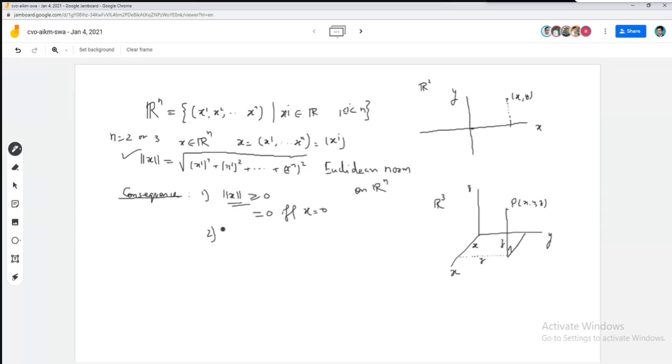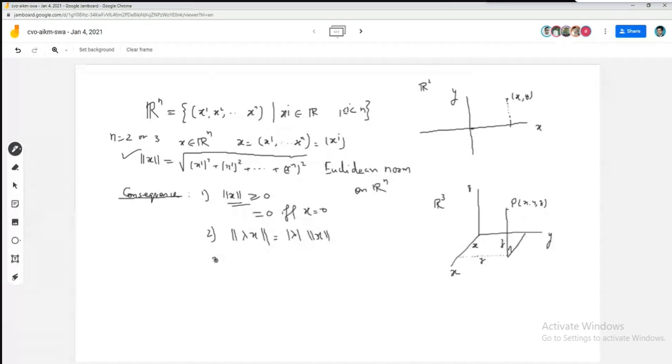The second condition: if you multiply this vector x by any scalar lambda, the norm of lambda x is equal to the mod of lambda times the norm of x. This is the scale property. For example, if the norm of x is the length of the vector x, and you multiply the vector x by 2, its length will be 2 times the length of the vector x. This is the geometrical meaning of this quantity.